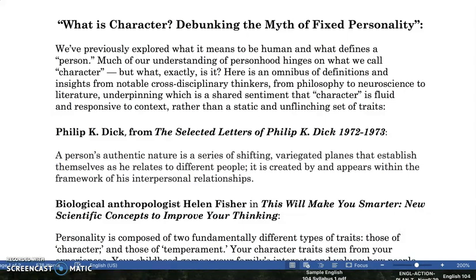It is created by and appears within the framework of his interpersonal relationships. So who I am as a person is created by and appears within the framework of his interpersonal relationships. So myself changes depending on who I interact with. That's a very interesting idea. And that will conclude the Think Aloud.